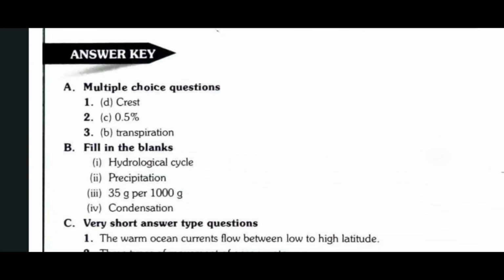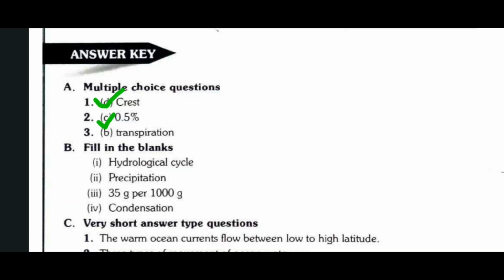So first is the multiple choice question. The raised part of wave is called the dash: trough, tide, core and crest. So the answer is option D, that is crest. Then question number 2, less than dash of the fresh water is available for the use of living organisms: 97%, 3%, 0.5% and 0.01%. So the right answer is option C, 0.5%.